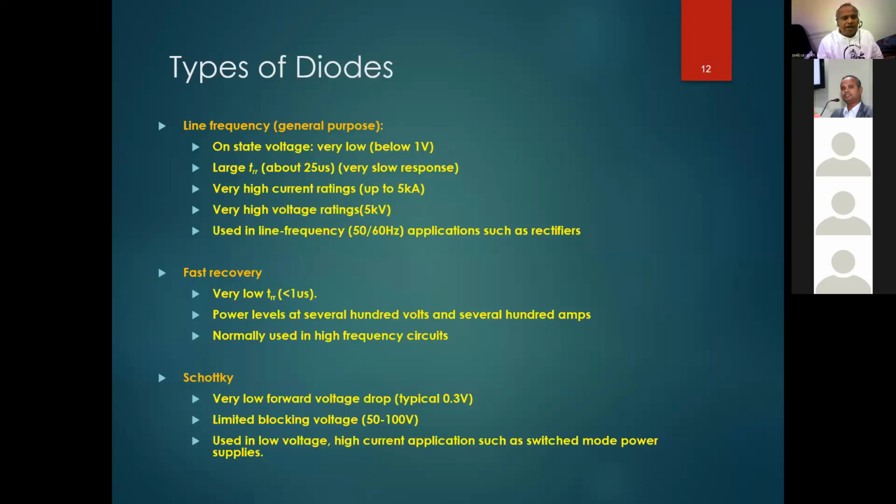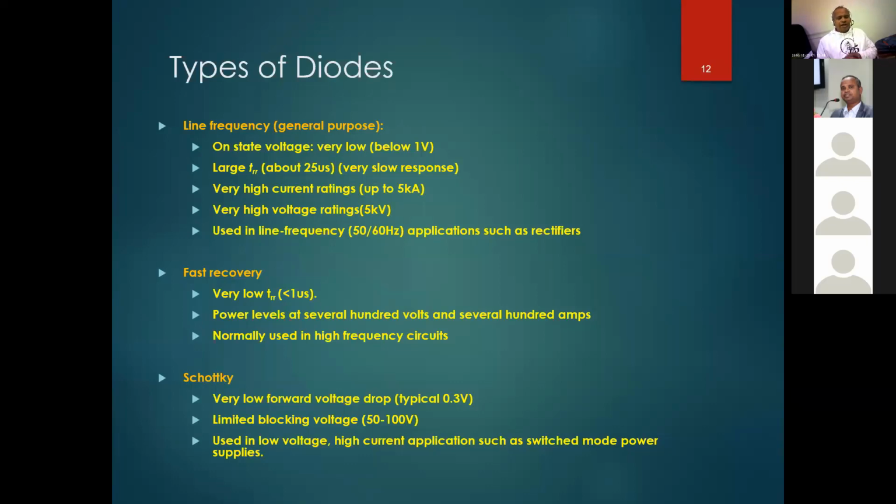And the fast recovery diode is very fast. The reverse recovery time is less than 1 microsecond. We use it in all kinds of multi-level converters, at power levels of several hundreds of volts and several hundreds of amperes. Sometimes in MOSFET circuits also, we use these fast recovery diodes. They are normally used in high frequency circuits where very fast switching takes place.